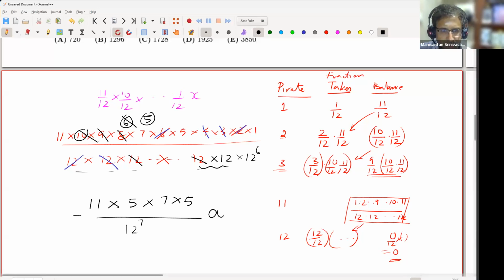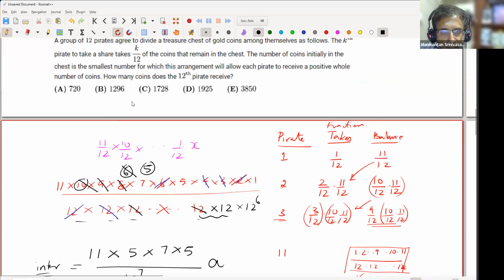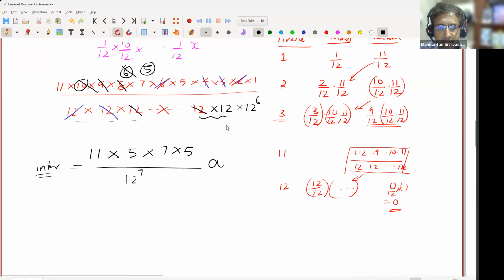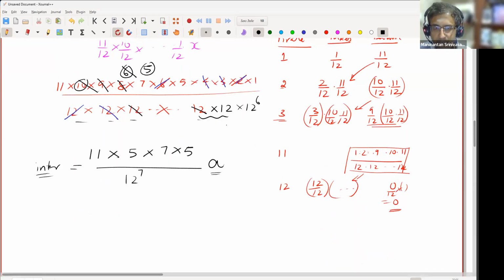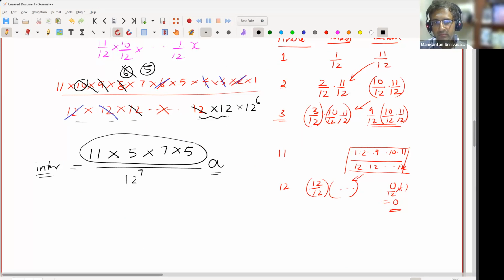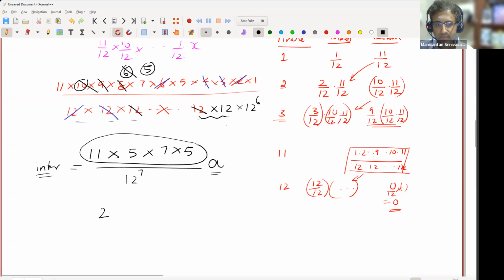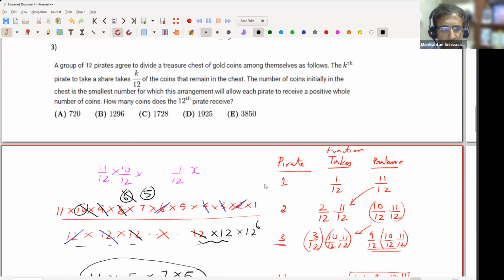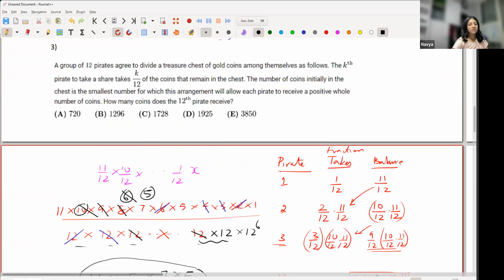So this must be an integer, which means a must be, he's asking what? He's asking how many coins does the 12th pirate receive, right? So a must be at least 12 power 7. And the bare minimum the last guy will receive would be this much. A can be slightly more also, as long as it helps with the cancellation. So this is 25 times 7 times 11, so this is 175 times 11. So that should be an answer close to 2000. So it was 1925.